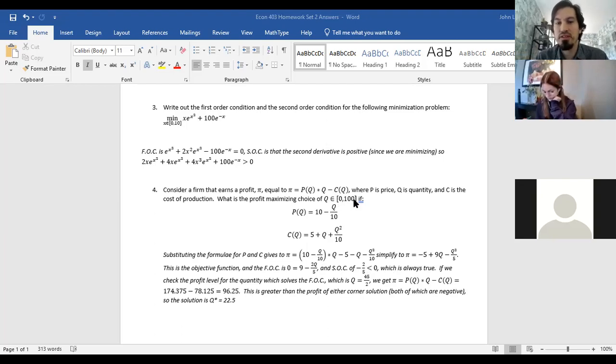So you could check the corners 0 and 100, but really quickly, you can tell this firm is going to make no revenue at all if Q equals 0, and they'll make no revenue at all if Q equals 100 because 10 minus 100 over 10 is 0. So you can eliminate those corner solutions really quickly. And the answer is 22.5.